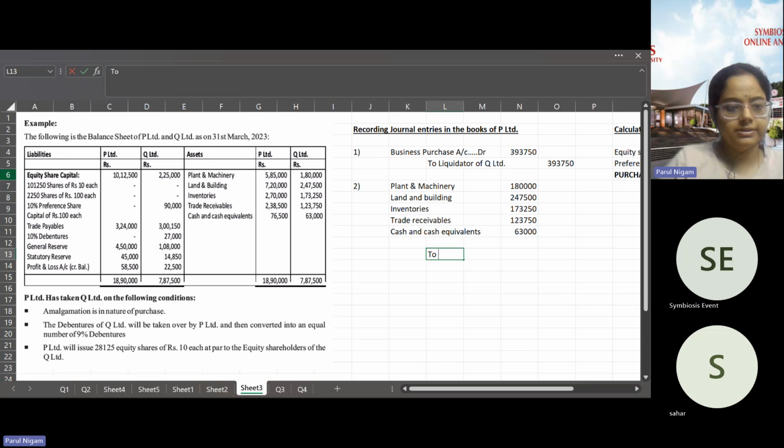Now we are going to take over the liabilities of that company. Let's see the liabilities: trade payables and debentures. Trade payables, how much? 27,000. We also have general reserve and statutory reserve. No, we don't need to take those.